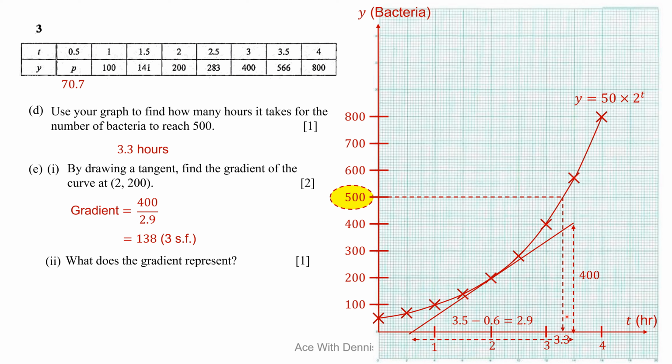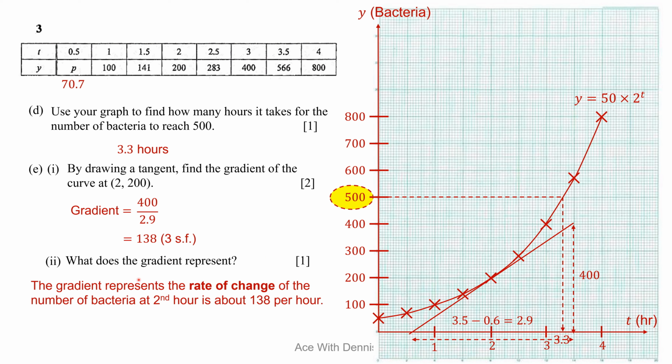So at this hour, 2 hours, the gradient is 138. What does it mean? It means that the gradient represents the rate of change of the number of bacteria at the second hour, which is about 138 per hour. Remember, gradient is the rate of change when the x-axis is the time.